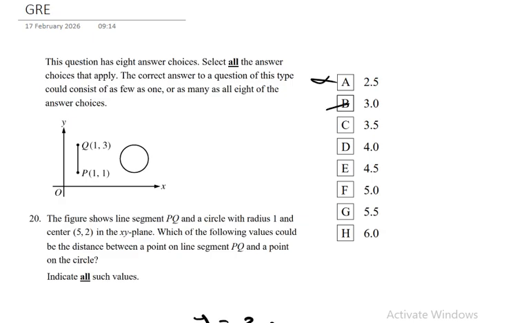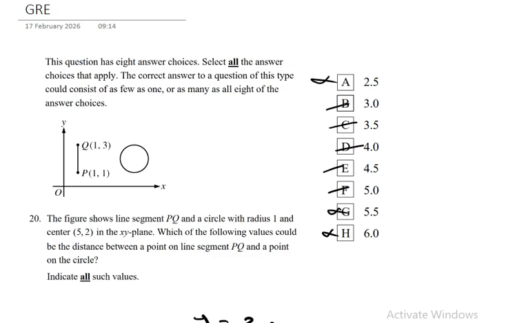3.0, yes. 3.5, yes. 4.0, yes. 4.5, yes. 5.0, yes. 5.5, no, too large, and 6.0, too large. Okay, so the final answer is the possible distances are 3.0, 3.5, 4.0, 4.5, 5.0. That corresponds to B, C, D, E and F.